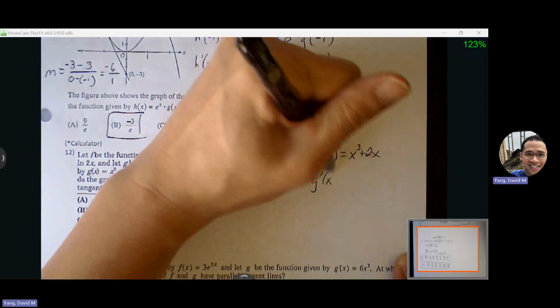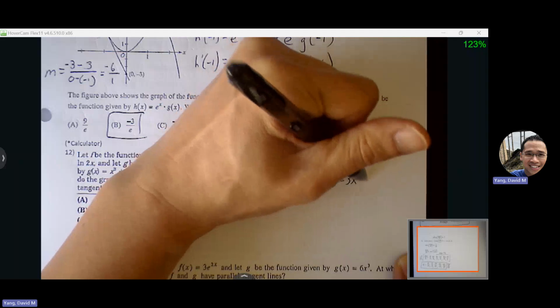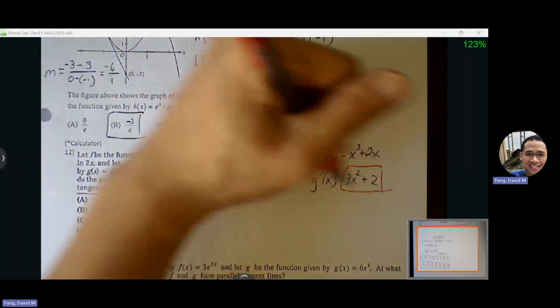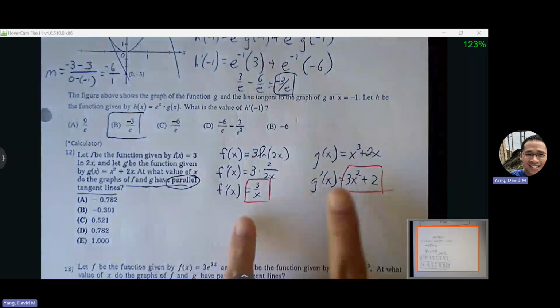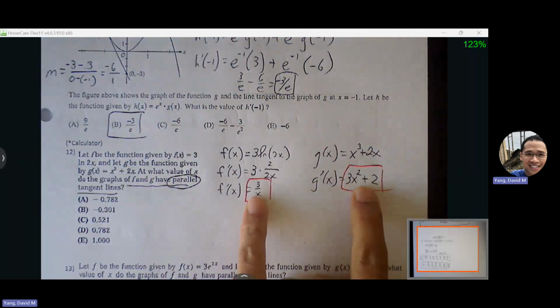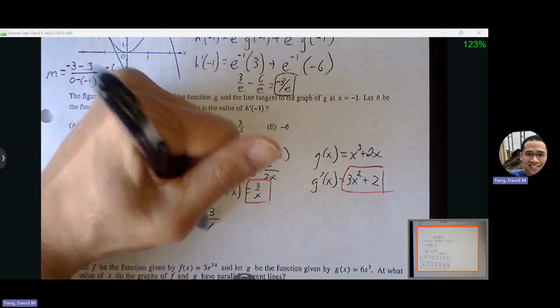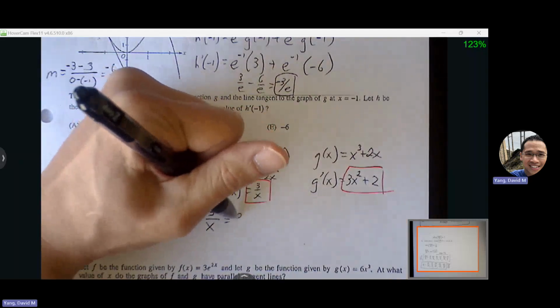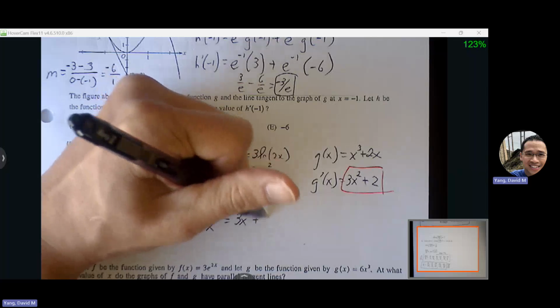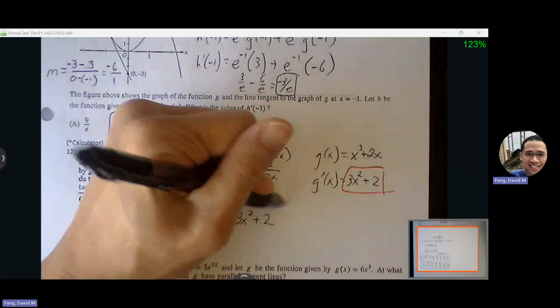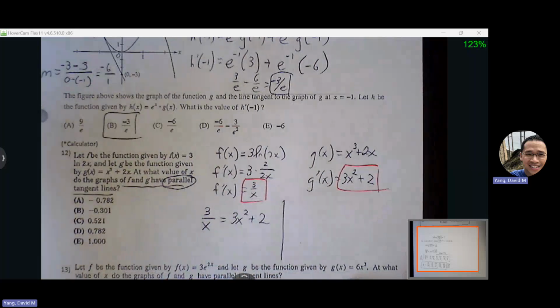G prime, power rule, is 3x squared plus 2. So we just want to know when is 3x squared plus 2 equaling 3 over x, right? What x value will allow these to be the exact same number? So we're trying to find out when 3 over x is equal to 3x squared plus 2. This is not an easy equation to solve by hand, but this is a calculator question.